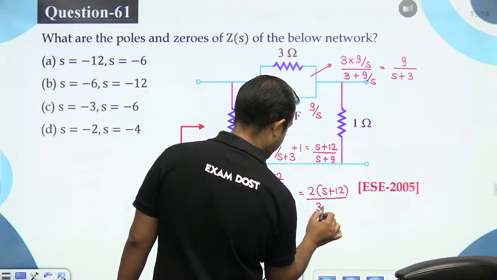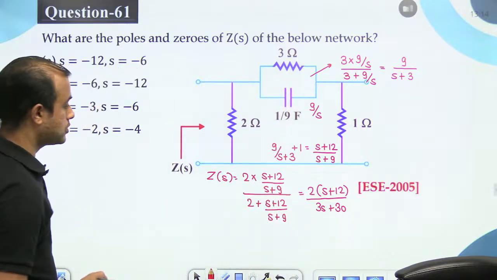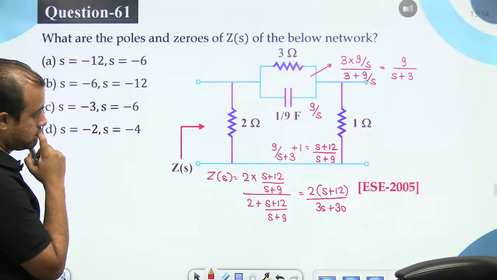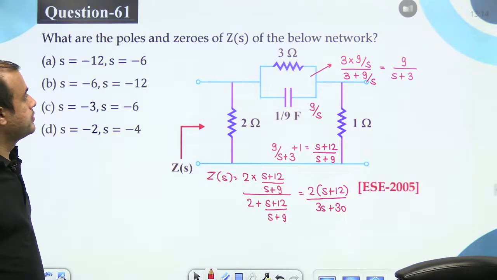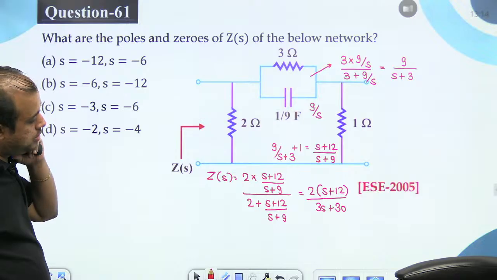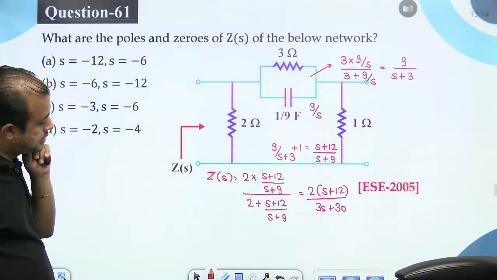PS plus 30. So minus 12 and minus 10. Just a minute. Zero is at minus 12. Pole 2S plus 18 plus 3S plus 30.